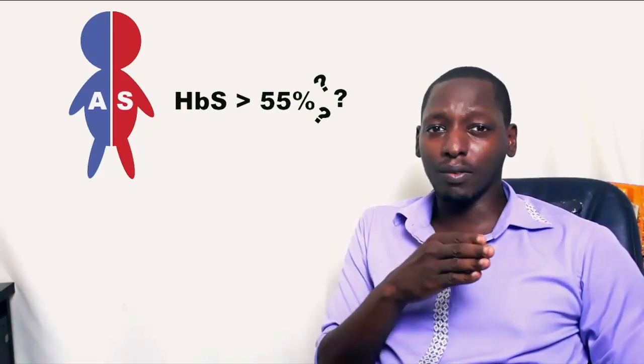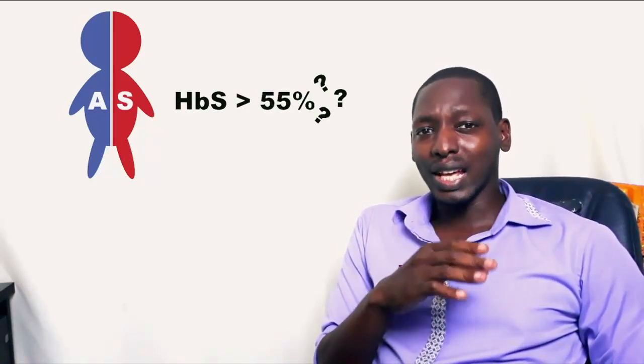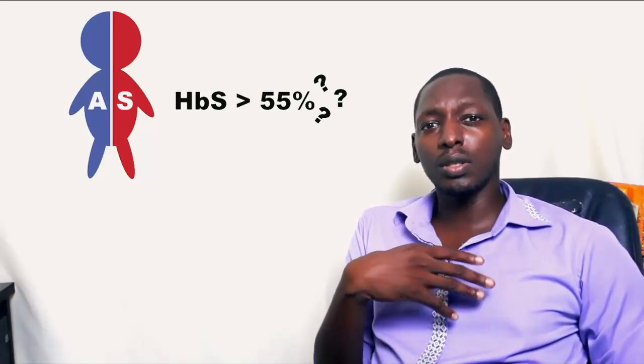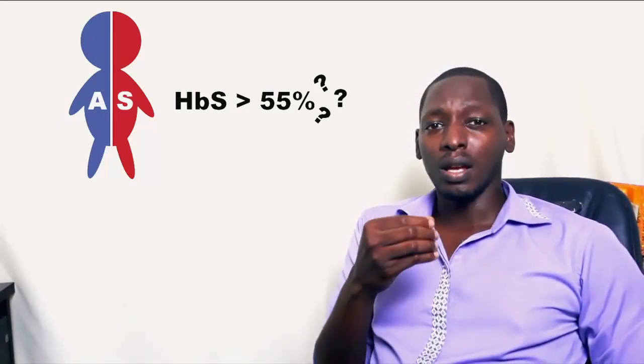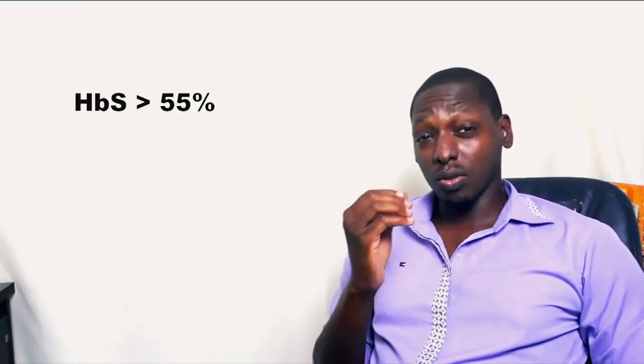But first, let's talk about what it means to be AS. When you are AS, what it means is that you have hemoglobin A and you have hemoglobin S, and they make up about 50% each of the hemoglobin in your system. Now, when hemoglobin S is imbalanced, in the sense that there is too much hemoglobin S, let's say greater than 55%, then that's where you start suffering from the symptoms of sickle cell anemia. What are those symptoms? We'll come to that.